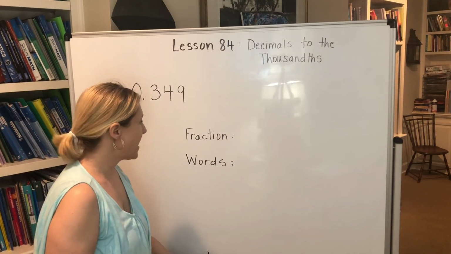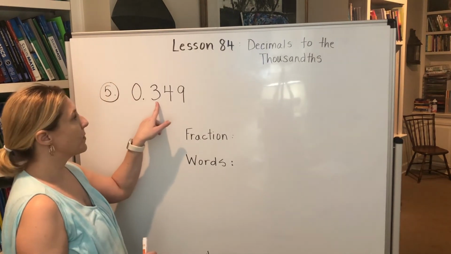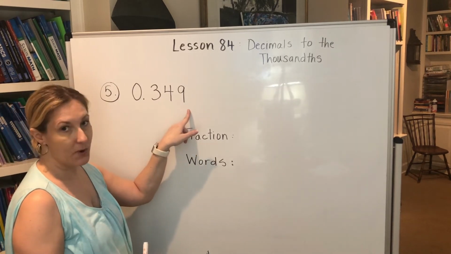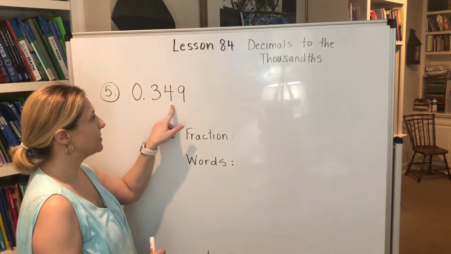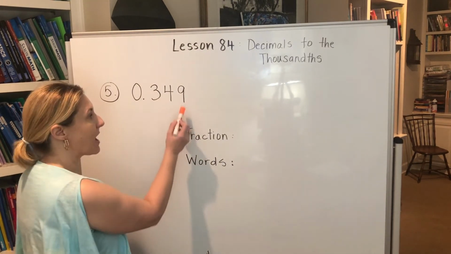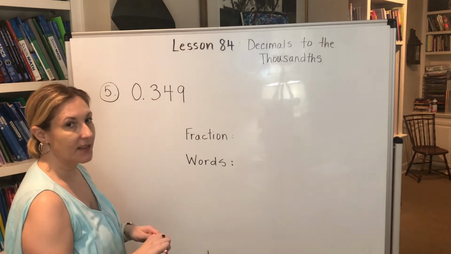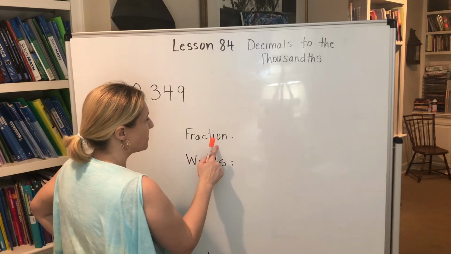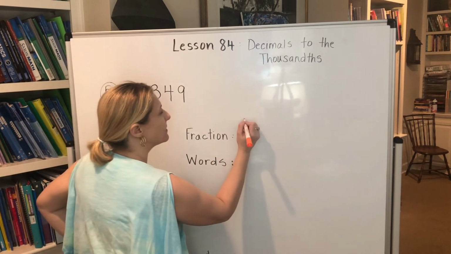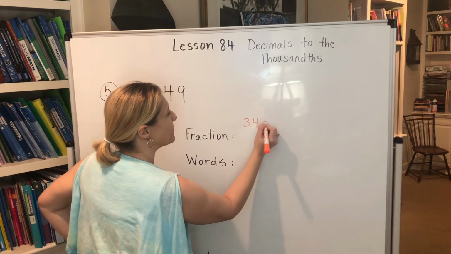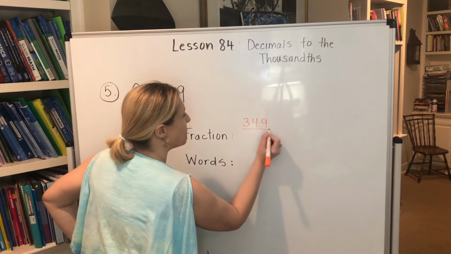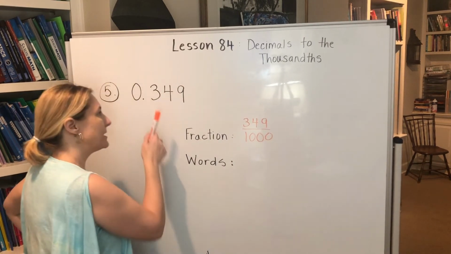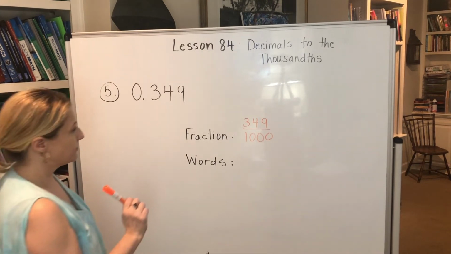Okay, look at number 5. We have 0.349 written here, okay? So the way that you read this is 349 thousandths, because the 9 is in the thousandths column. That's where it ends. So the way we write that fraction is 349 over 1,000, right? But now we have to write it in words.